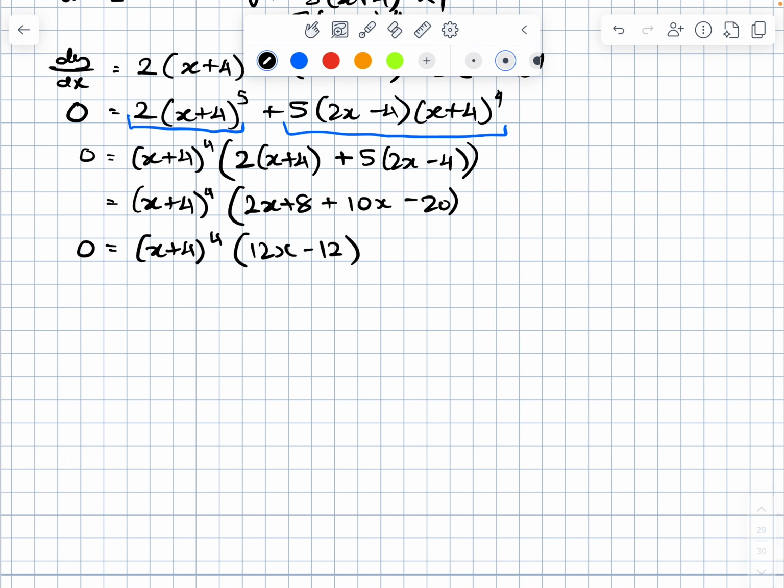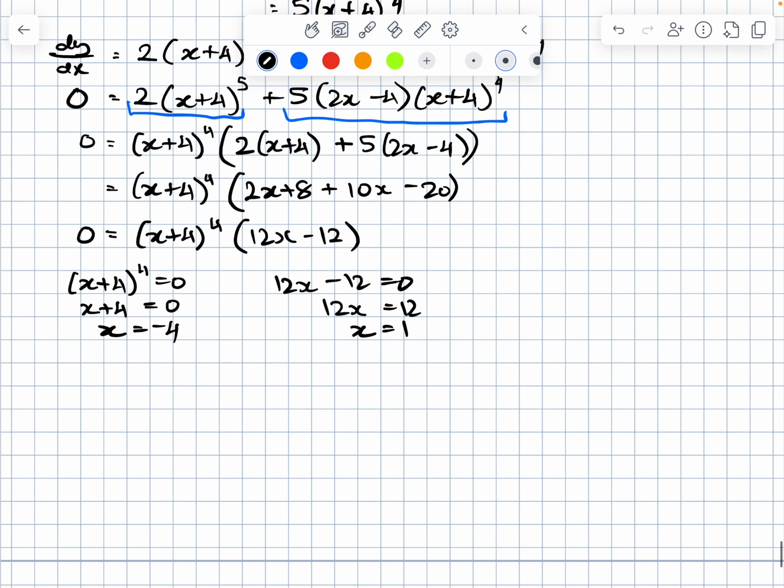Solving both of these parts to make equal to 0: x plus 4 to the power 4 equals 0, which means that x plus 4 equals 0, and so x equals negative 4. Or 12x minus 12 equals 0, so 12x equals 12, or x equals 1. Now, that is pretty much all you need to know about points of inflection, maximums and minimums in the level 3 exam.